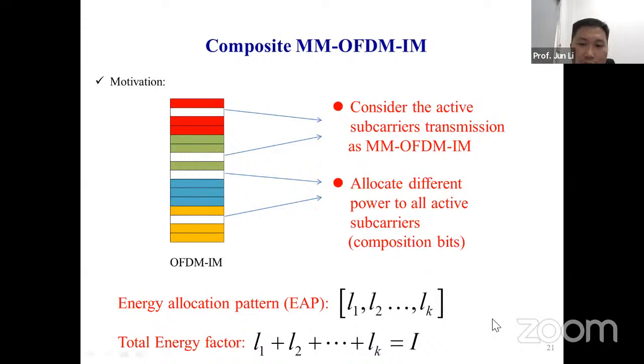Why should we add this constraint? Because for the OFDM-IM and the MM OFDM-IM, we should give the same power coefficient to the different constellations. Then we can compare the system performance, which one is better, which one is worse.